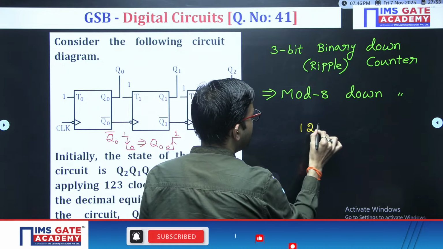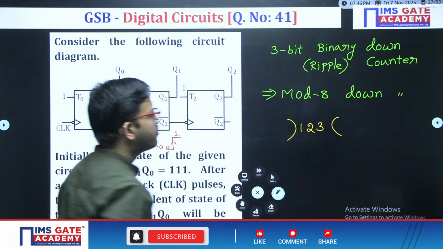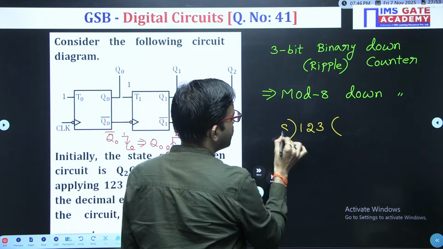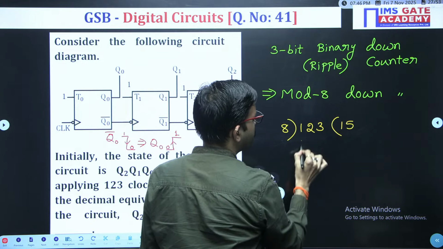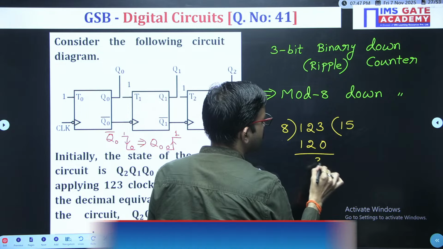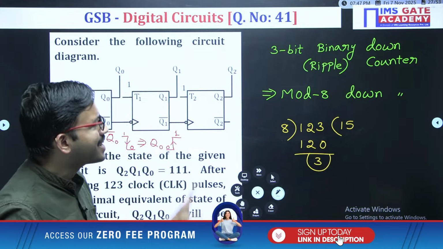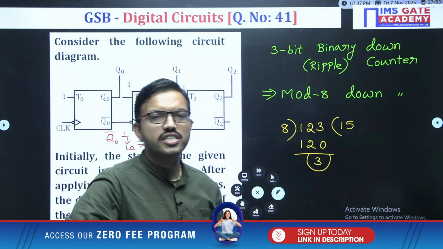So here after applying the 123rd clock pulse, you have to find out the state, and we understood that the given counter mod value is 8. 8 15s are 120. That means remainder you are getting 3. So very simple. After applying third clock pulse, what is the state you are getting? Exactly same state after applying 123rd clock pulse.